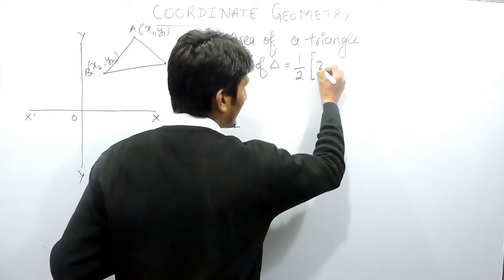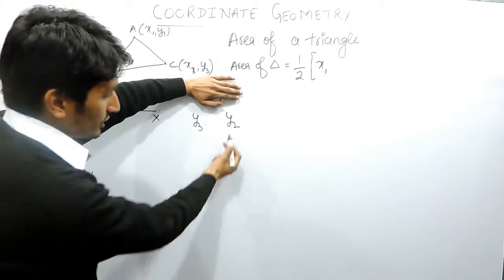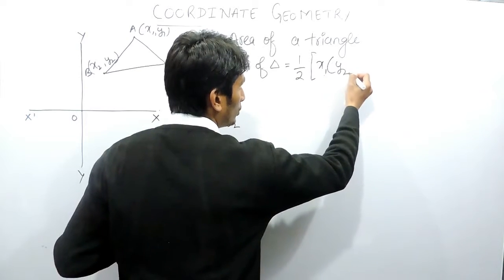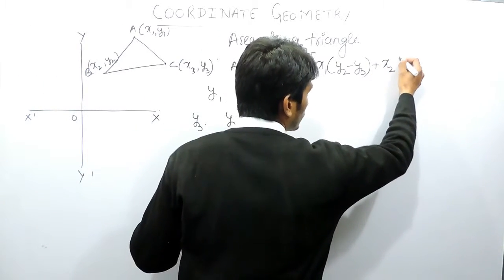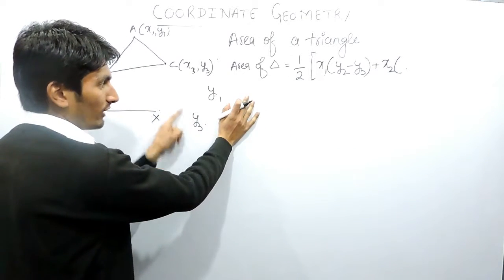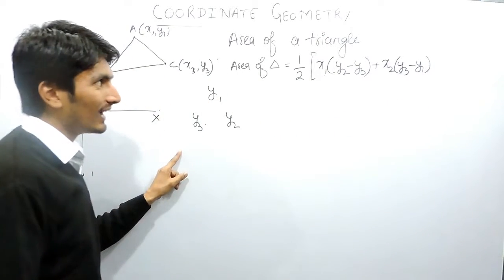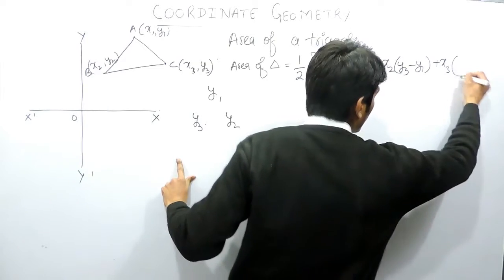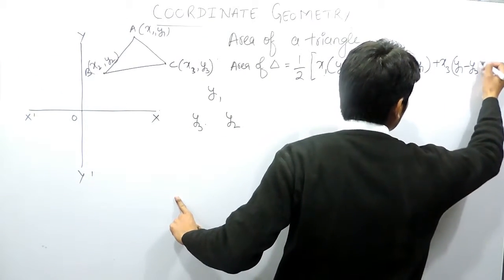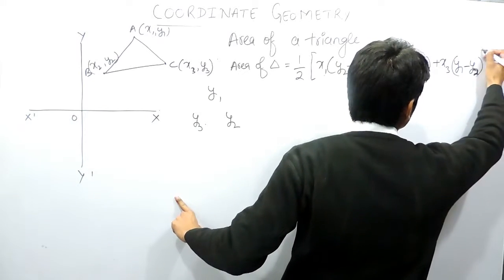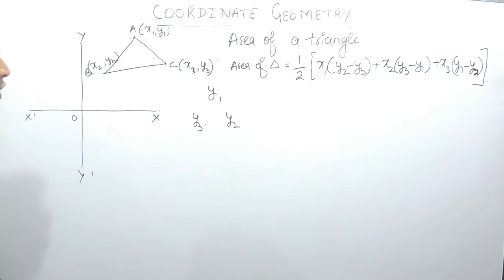Now first of all, you have to consider x1, and for x1 you have to subtract these two values. So the formula will be y2 minus y3. This minus this. Now plus consider x2. Now if you are considering x2, in that case you have to subtract these two values, so that will be y3 minus y1. And at the last you have to consider x3. Now if you are considering x3, you have to subtract these two things, so that will be x3 times y1 minus y2, and bracket closed. So this is the formula for calculating the area of a triangle in coordinate geometry.